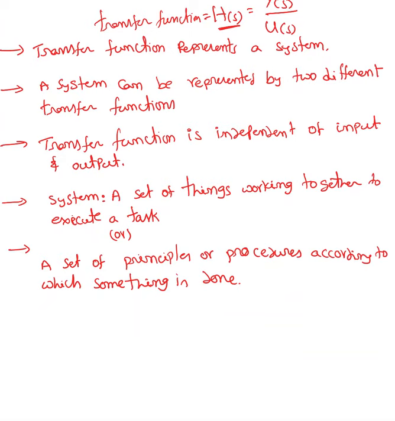Now, a system is a set of things working together to execute a task, or a set of principles or procedures according to which something is done. So basically our government is run by a system. It's not a physical system, but those are a set of rules we're running our government by. Same thing if you look at your cell phone, it's a physical system. There are different components put together to execute a task. That's what a system is.